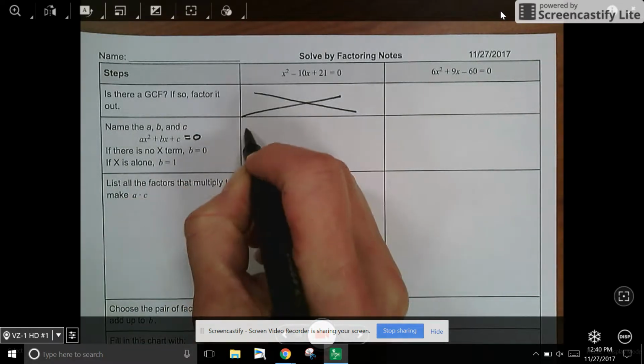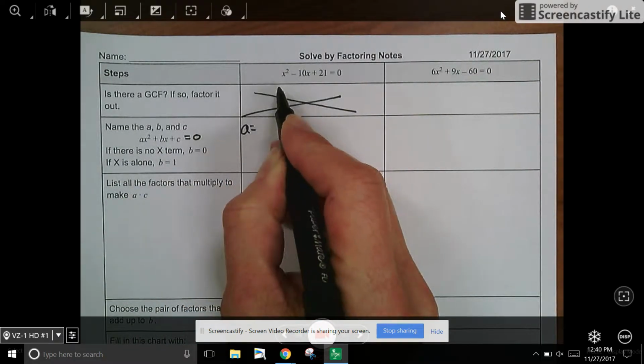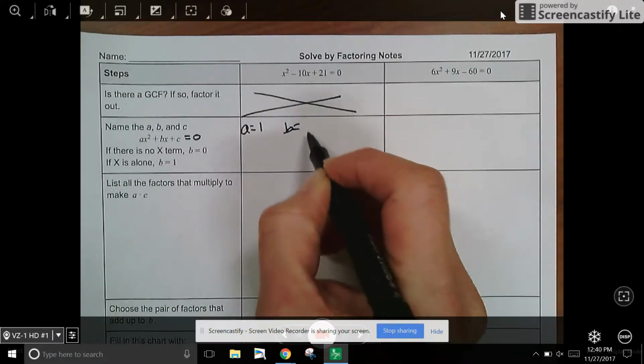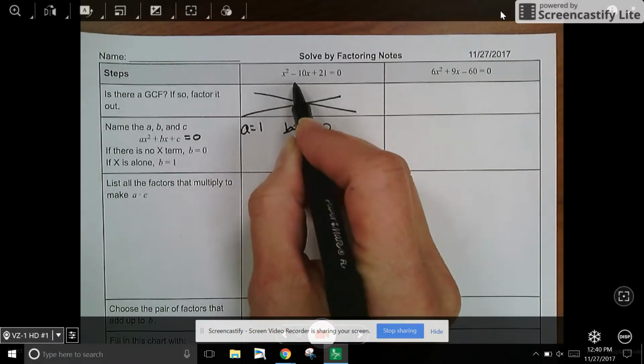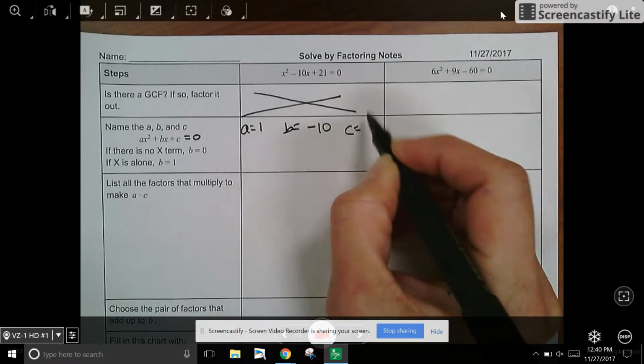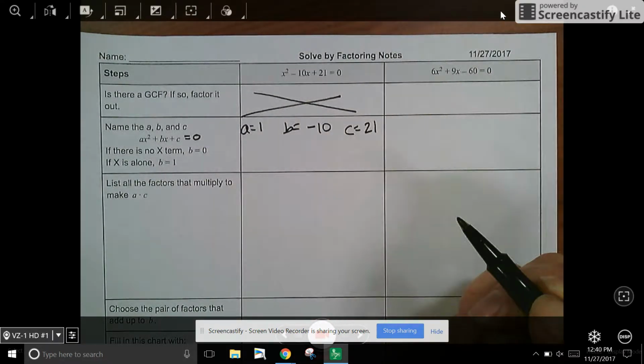Our a is the number in front of the x squared. If we don't see a number, it's 1. Our b is the number in front of the x, and that's -10. Notice the sign goes with the number. And our c is that number without an x, so it's 21.